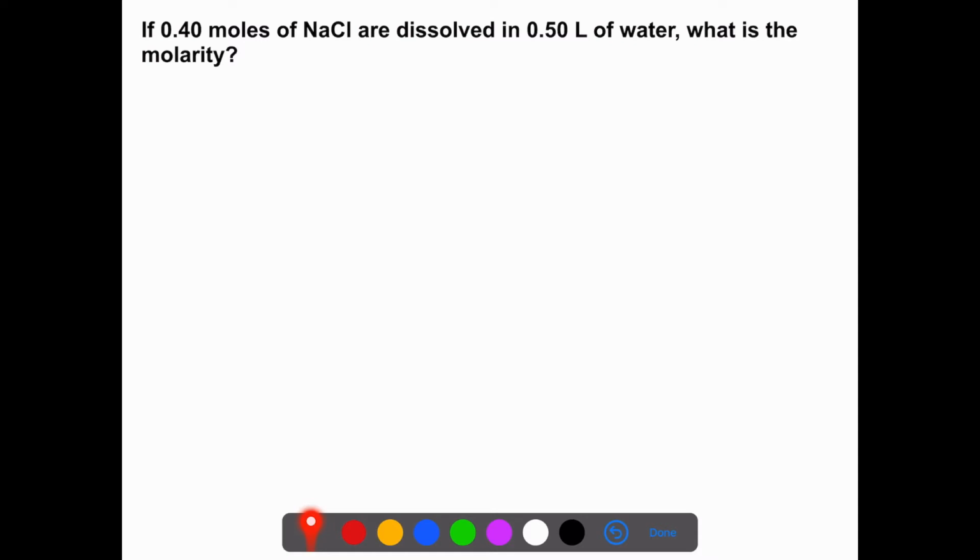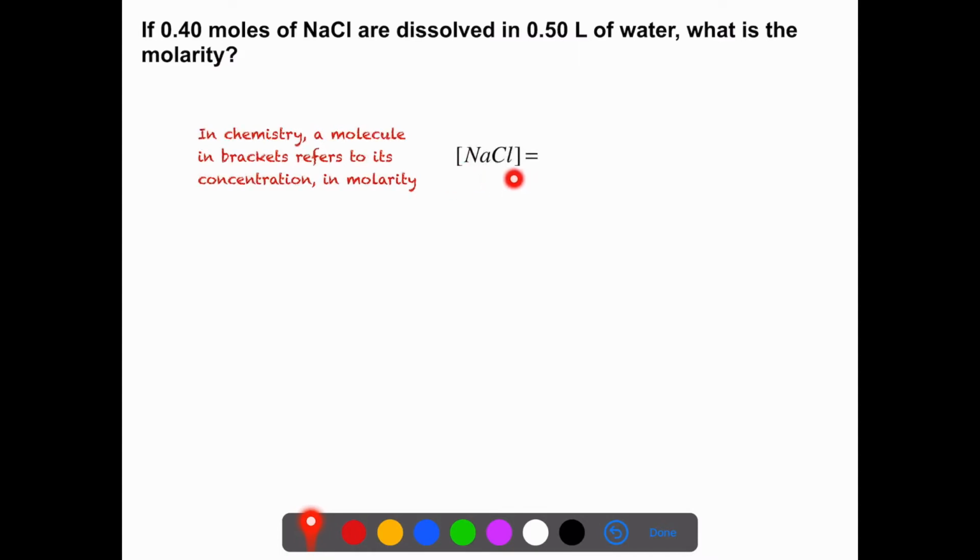So for example, we can look at a problem. In this problem, we're told that 0.4 moles of sodium chloride are dissolved in half a liter of water, and we're asked to calculate what is the molarity. So we can go ahead and set this up, and a little bit more about how chemists will express things. I'm going to set this up as sodium chloride in brackets is equal to, and anytime you see something in brackets, that's referring to the concentration of that substance. So this is really saying the molarity of sodium chloride is equal to, and now we can go ahead and put our numbers in to say molarity is moles per liter, so 0.40 moles divided by 0.50 liters, and we end up with 0.80 molar. So that's how we'd express that, 0.80 molar.